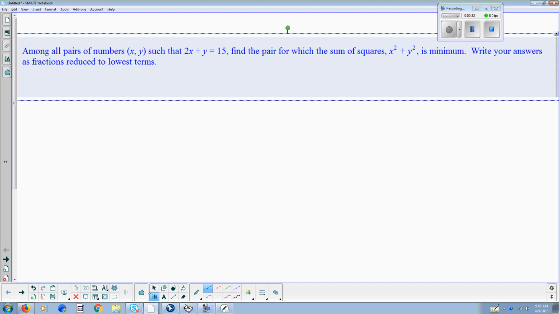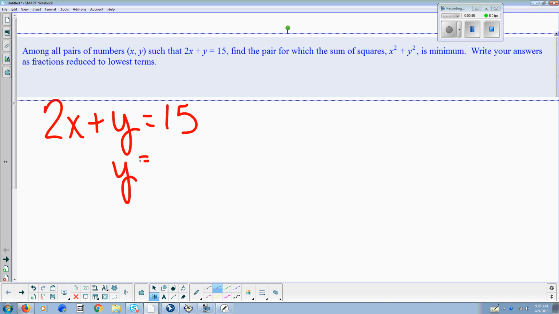So we're going to begin by first taking our linear equation, 2x plus y equals 15, and we need to solve it for x or y. Clearly, one of those is going to be easier to solve for here, and that is y. So I could solve this for x or y, get a variable alone. I'm going to solve for y. y equals negative 2x plus 15.